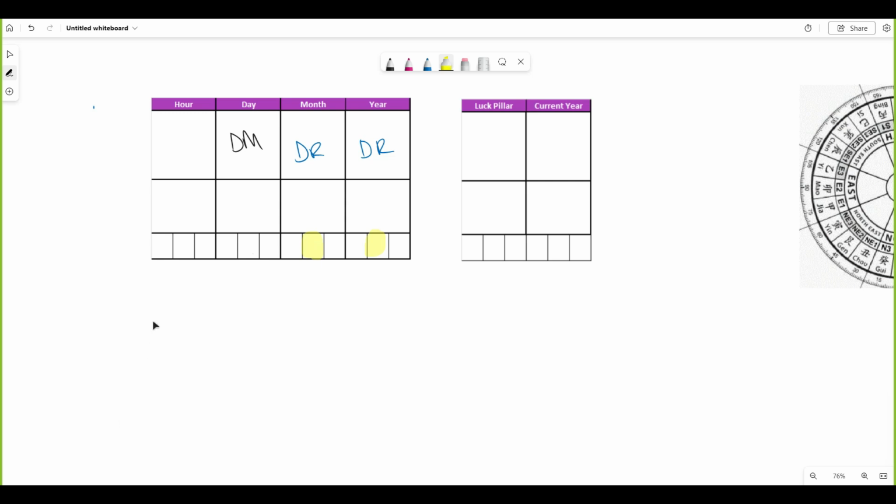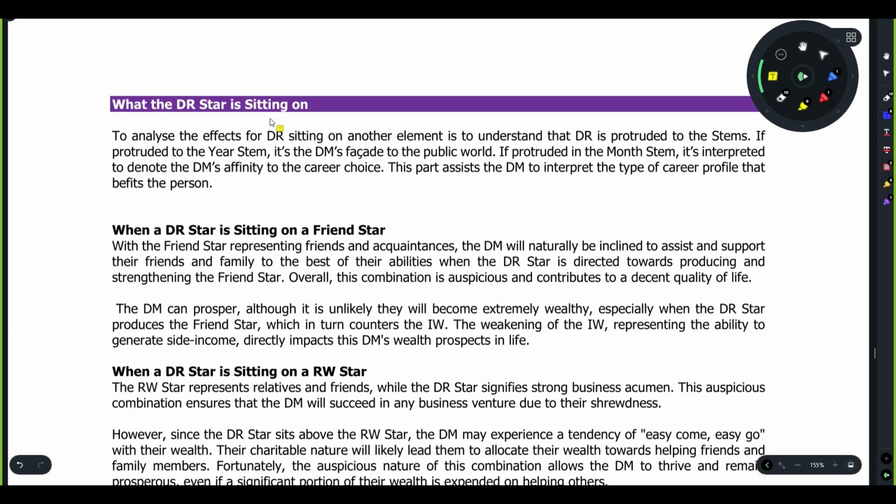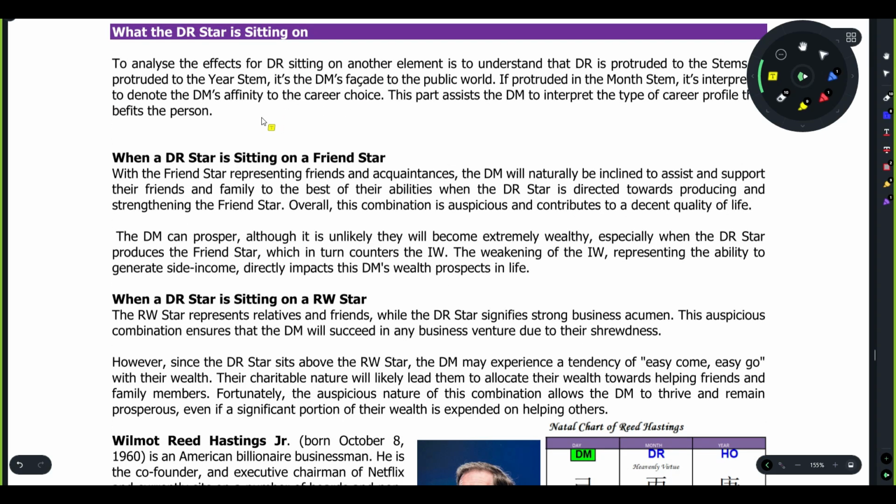And then you will see the sitting on. Now, the one that is protruded to the steps represents your career, represents your facade. Therefore, these two represent important pillars, especially when it represents the prime years of the person's life. And so therefore, we would like to look into how direct resource sitting on is represented by their main characteristics.